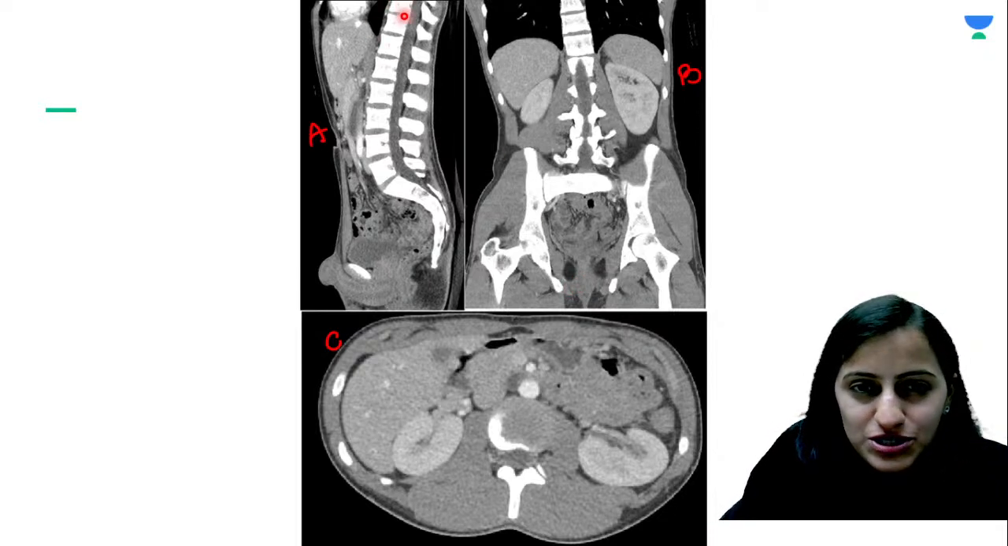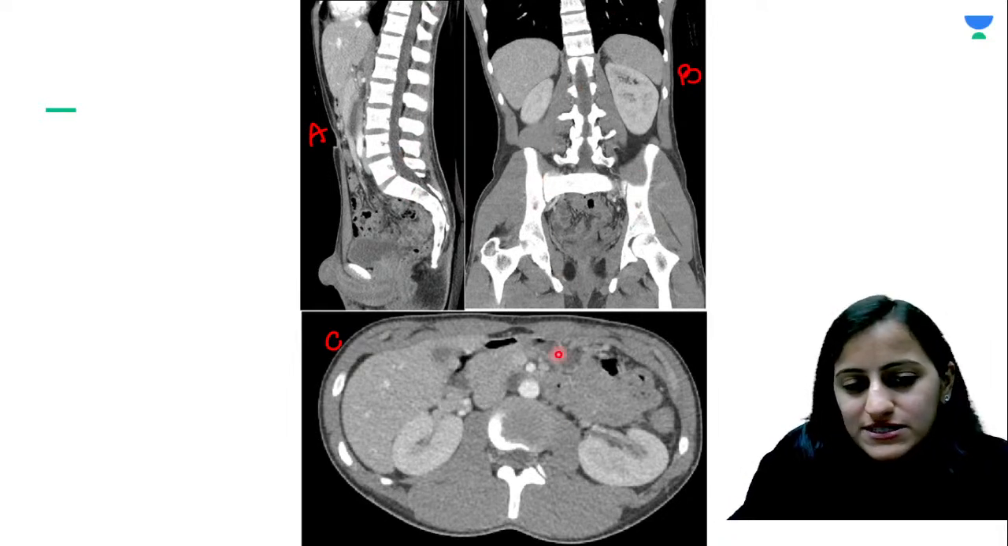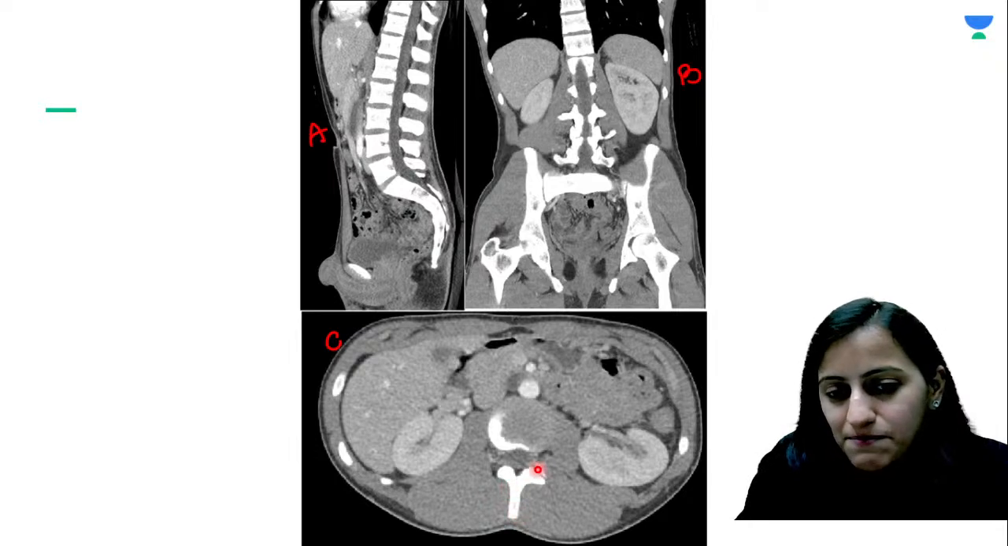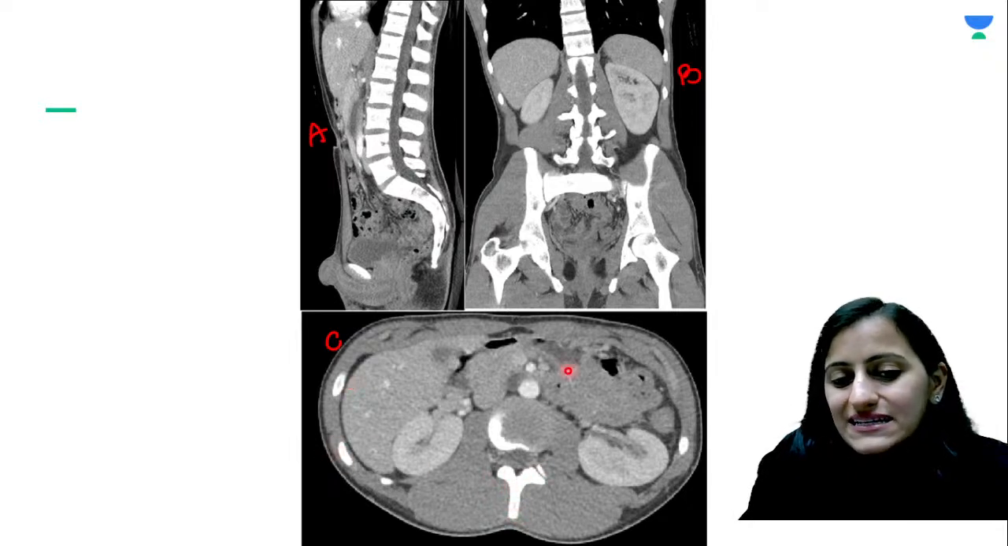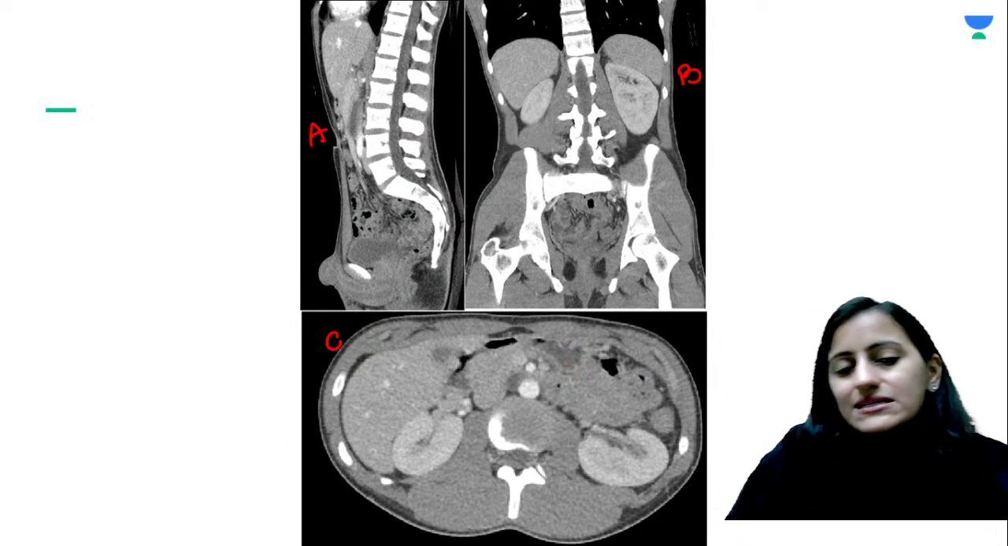I hope you can appreciate the bones here. The bones are white, right? You can see the bones are white. This is the bone which is white. This is the part of the vertebra which you can see here, white. These are the ribs here which are white. So all of these are CT scans.